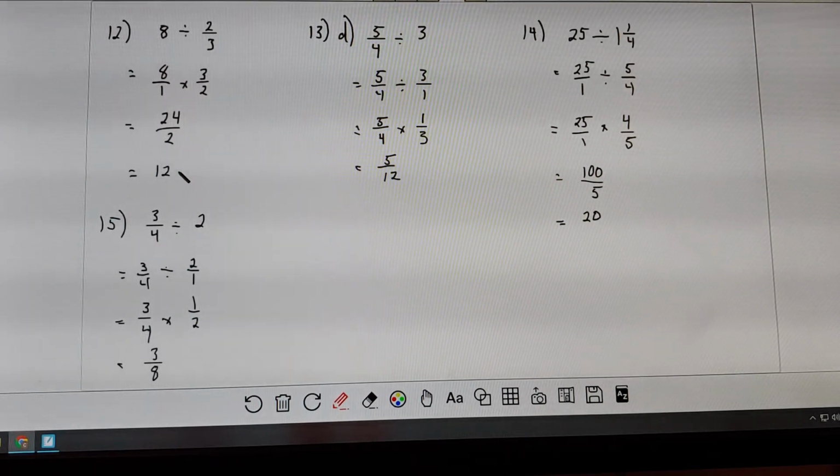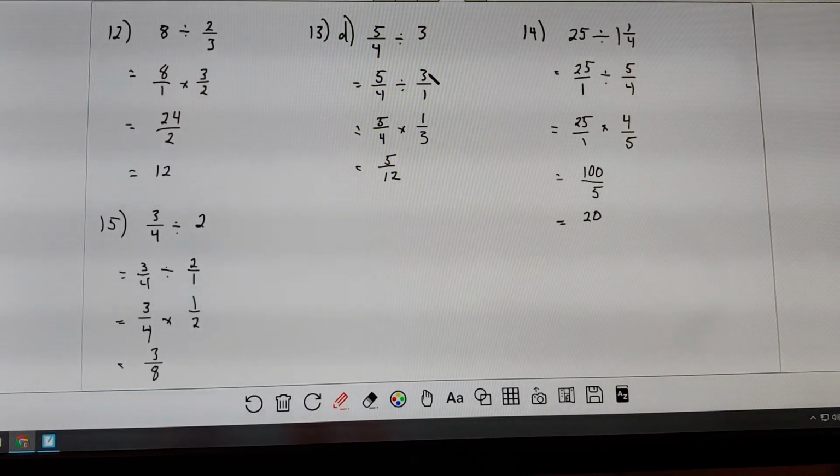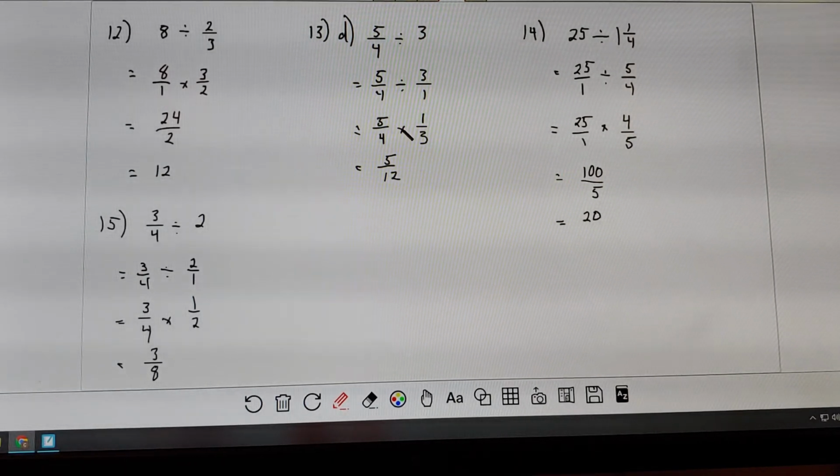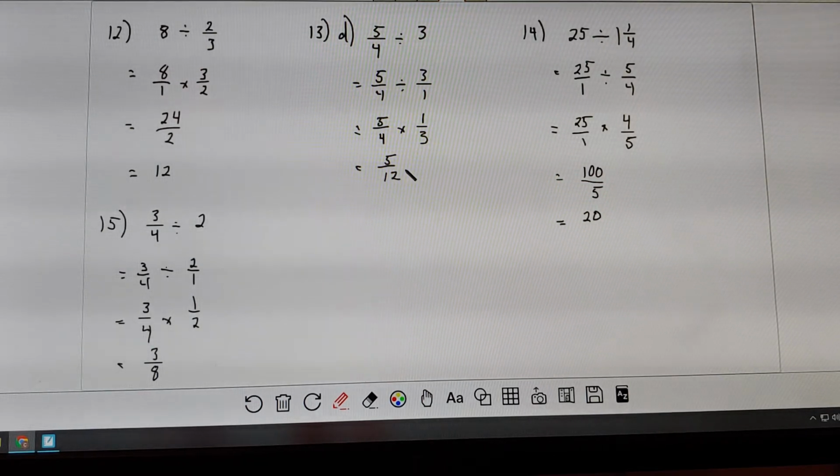Okay. Number 13, some division. So 5/4 divided by 3, that becomes 3 over 1. Flip it, 1/3, and now we're multiplying. 1 times 5 is 5, 3 times 4 is 12.